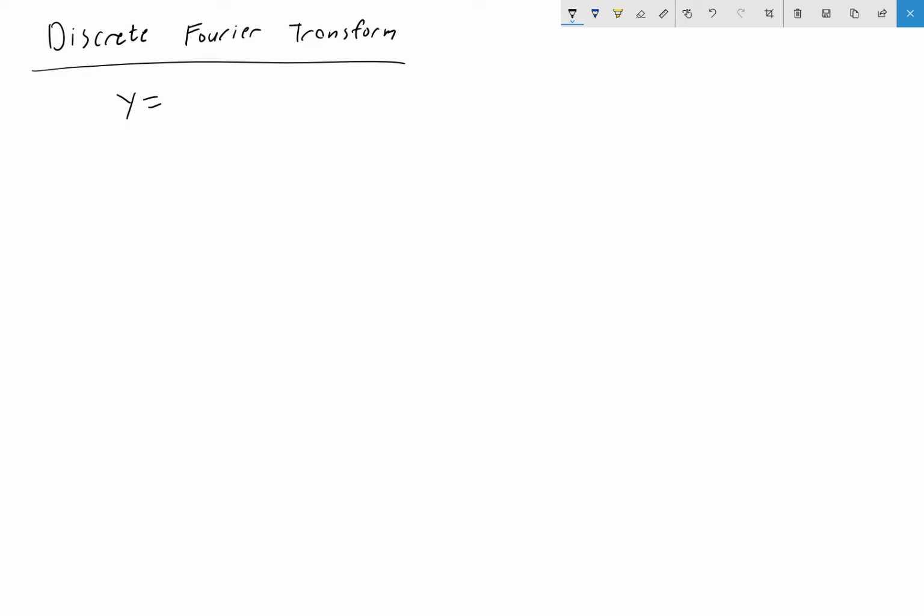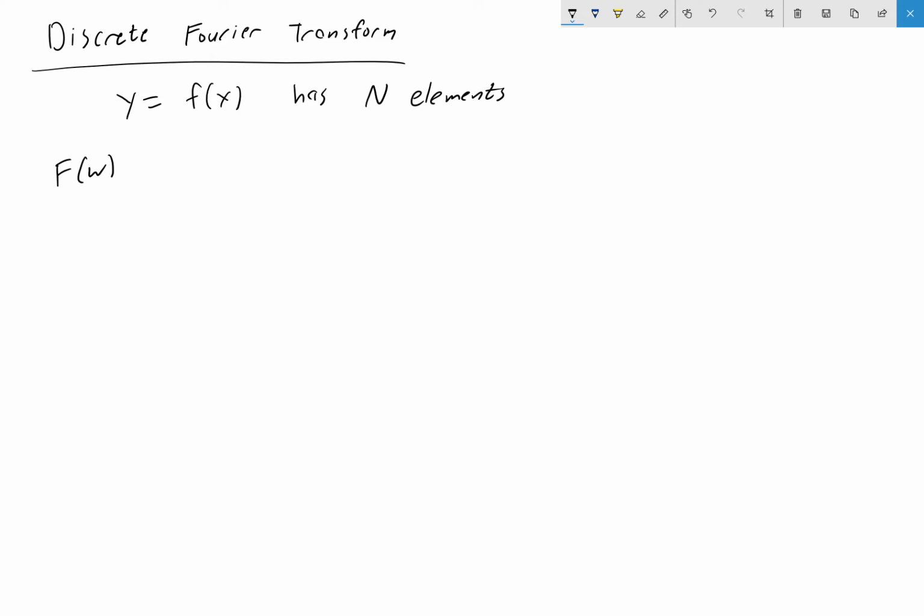We have something like y, an array that might be created by some kind of function, but we may not know what the analytic form of that function is. You know, like this might be data coming out of a file. We don't have a function, we just have data. And we're going to say that it has n elements. And we're going to see the length of the array does matter here.